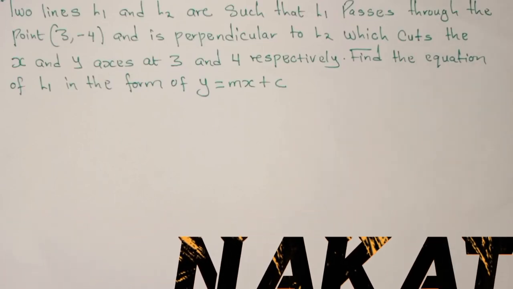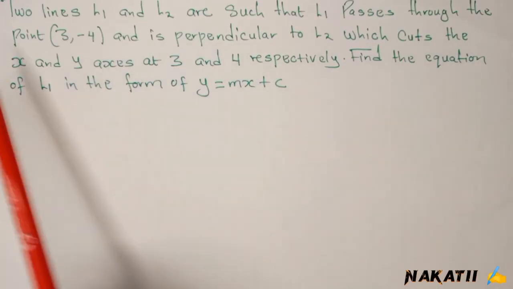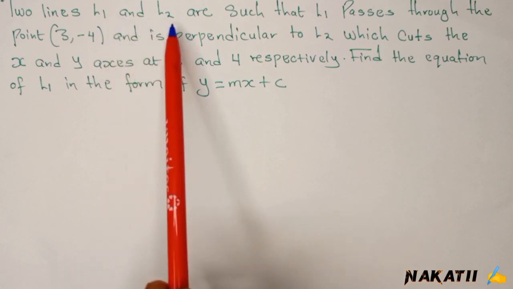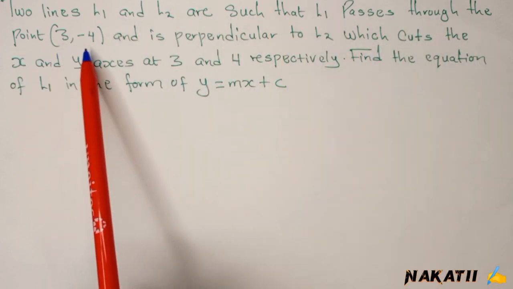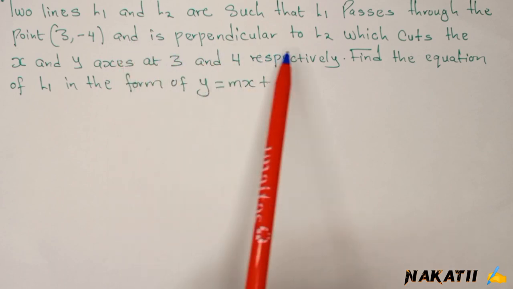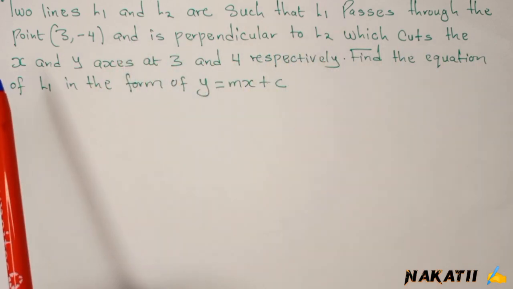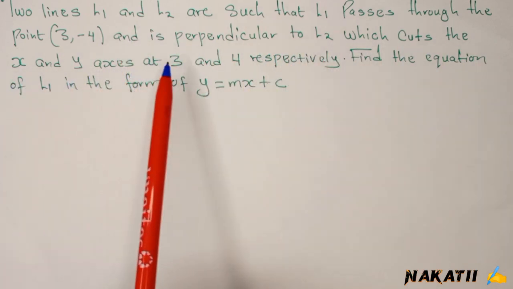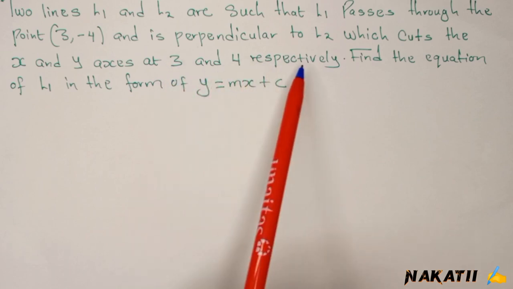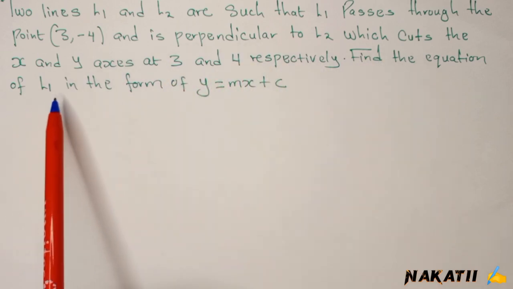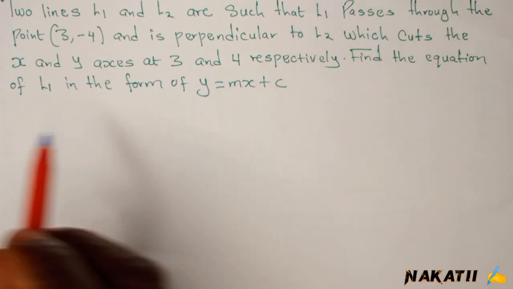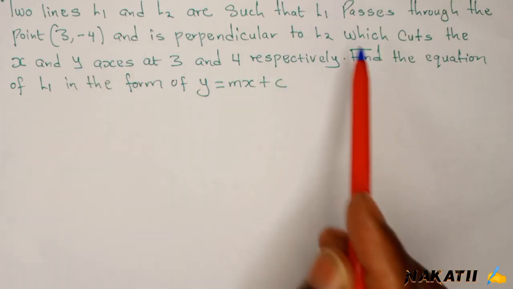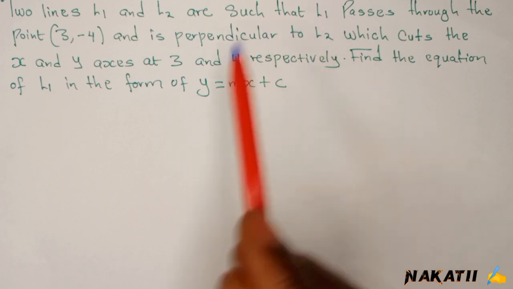Hello, welcome back. So here we have a question. It says two lines L1 and L2 are such that L1 passes through point (3, -4) and is perpendicular to L2, which cuts the x and y axis at 3 and 4 respectively. Find the equation of L1 in the form of y = mx + c. So we need to find the gradient of L2 that we have been told here.